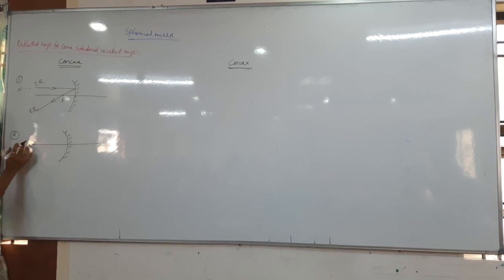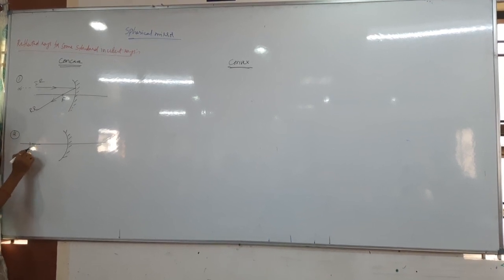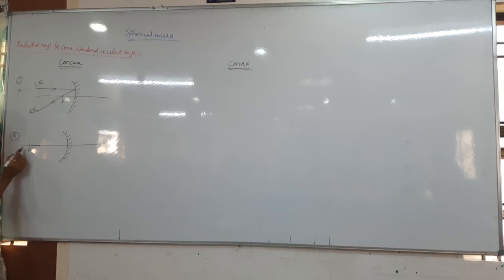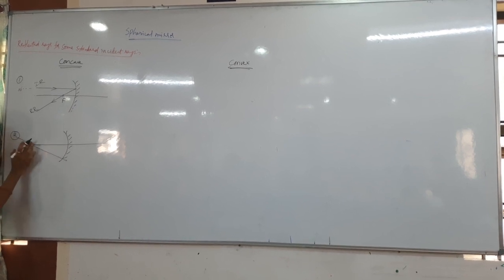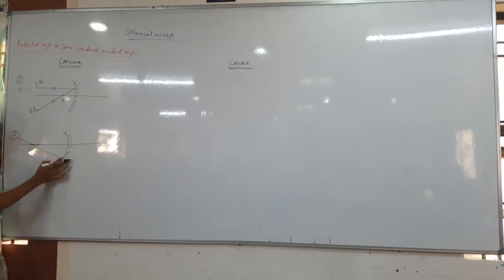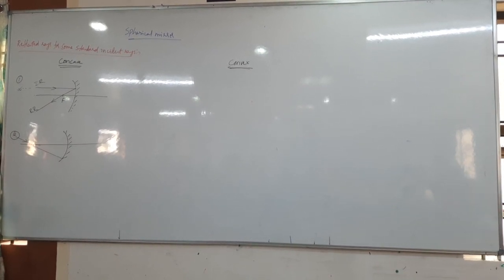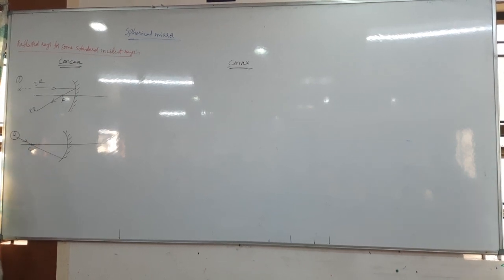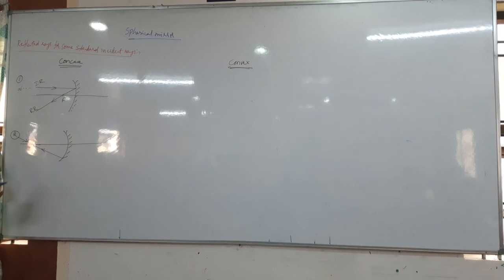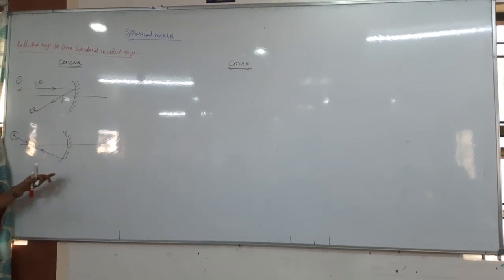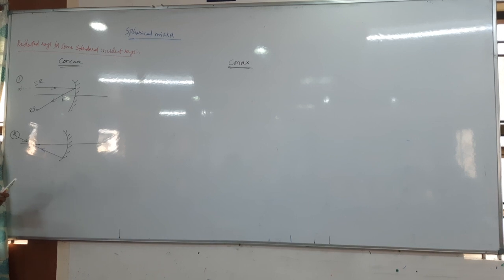Then next one is, whenever the ray is incident and passing through the center, what happens? It will reflect back in which direction? Same direction, again the same line only. That is known as retracing its path. So whenever the ray is incident and passing through the center of curvature, it retraces its original path.